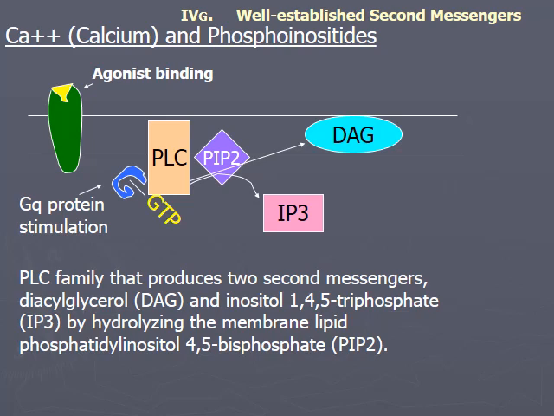And it gets cleaved by phospholipase C into two second messengers. One of them is called inositol triphosphate. The other is called diacylglycerol. The inositol triphosphate comes into the cytoplasm. The diacylglycerol stays at the membrane. Okay, but neither of them would exist if phospholipase C hadn't done something, and phospholipase C couldn't do something unless it had been stimulated to do something by Gq.